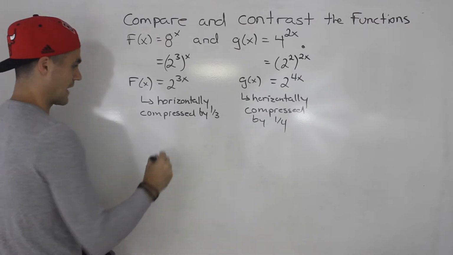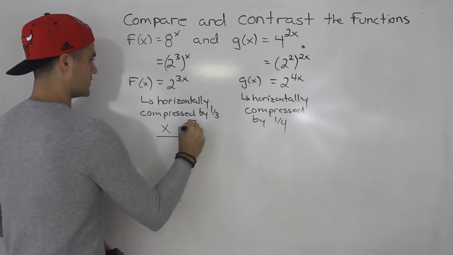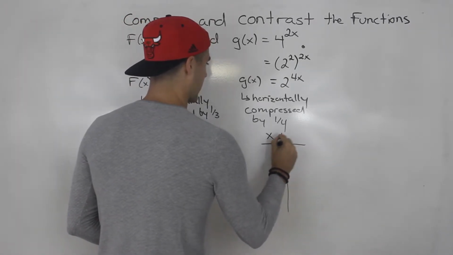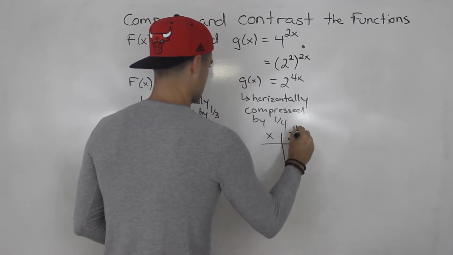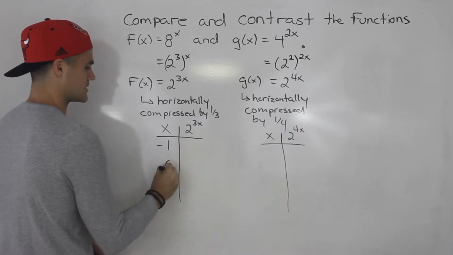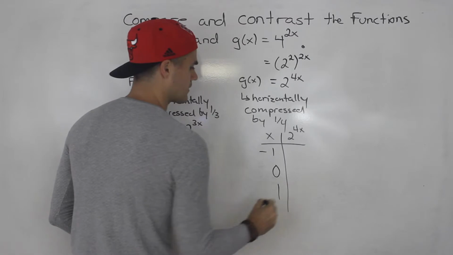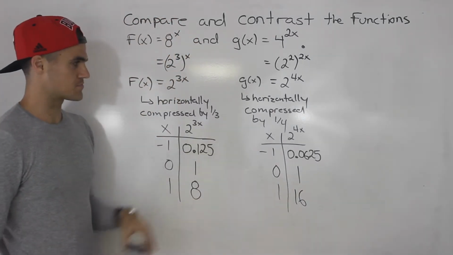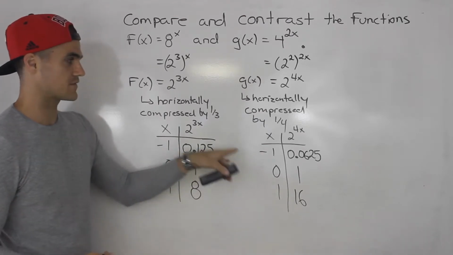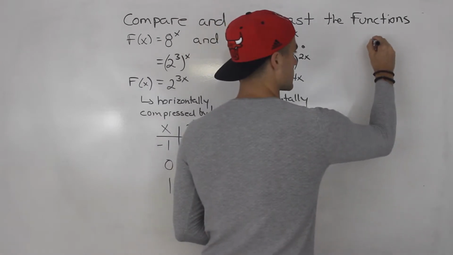We could also make a table of values for both of these and plot them. So we'd have x, 2 to the power of 3x. Then here we'll have x and then 2 to the power of 4x. So let's maybe use -1, 0, and 1. And here we'll have -1, 0, and 1. You'll get these two corresponding y values for each of them when you plug in those corresponding x values for both functions. So let's try to graph these here.